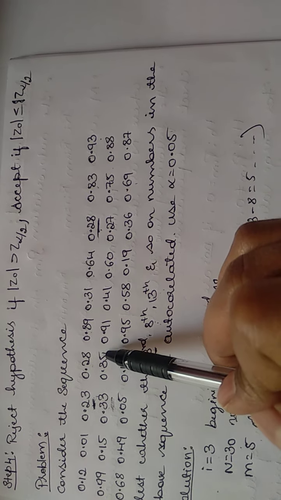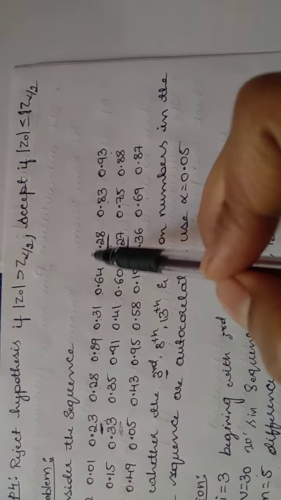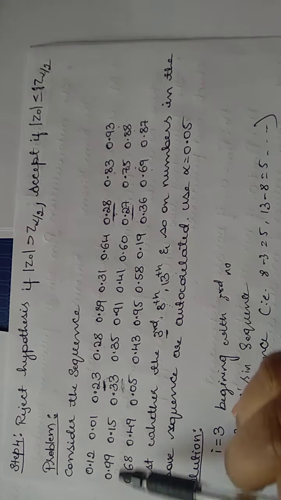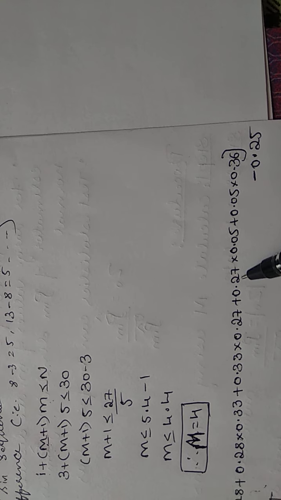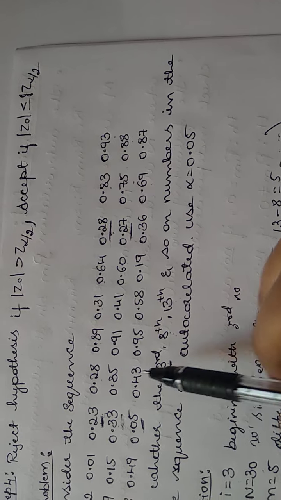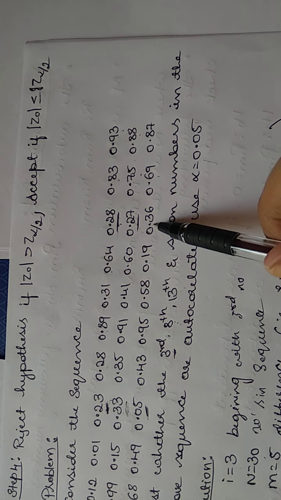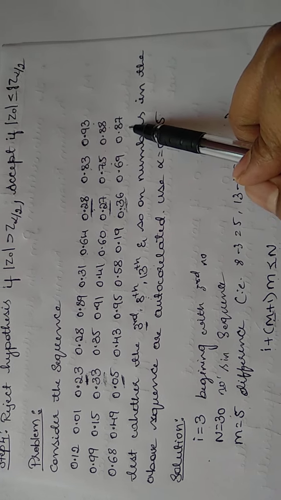Next again, 0.33 into the next 5 numbers: 1, 2, 3, 4, 5. That is your 0.27. 0.33 into 0.27 plus 0.27 into the next 5 numbers: 1, 2, 3, 4, 5. That is 0.5. 0.27 into 0.5 plus 0.05 into the next 5 numbers: 1, 2, 3, 4, 5. 0.36 into 0.36. See here, next only 2 numbers are there. We don't have 5 numbers, so you have to just stop here.